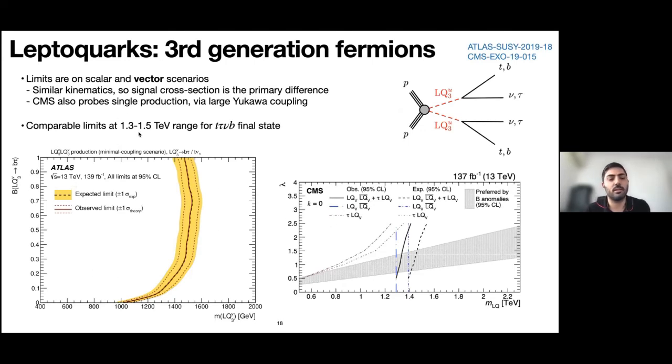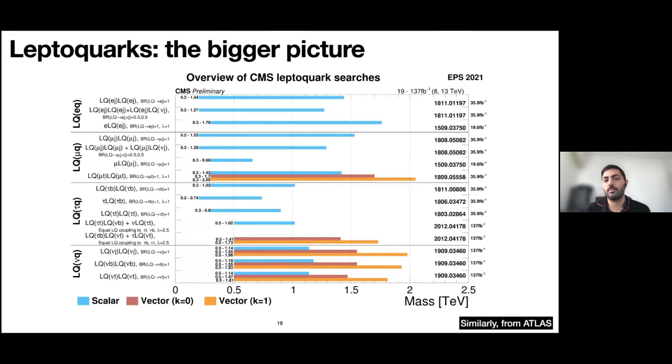And again, the limits are in the 1.5 TeV range for this particular complicated top tau neutrino final state. And of course, this is not to say that these two things I just presented are the whole picture. This is just a very small part of the bigger picture, just to give you a taste of what CMS does. Here's a diagram as of this summer.